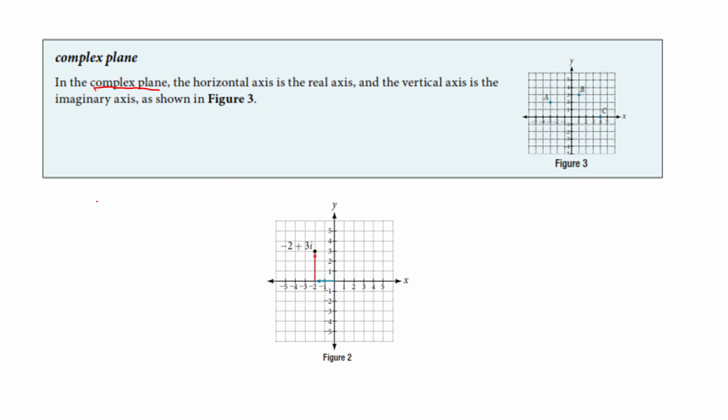If I have the complex number negative 2 plus 3i, the x is going to work the same, but it's going to refer to the real number portion. So I'm going to go to negative 2, and then I have 3 in the imaginary. Well, the y is now going to be the imaginary, so I'm going to go up 3.